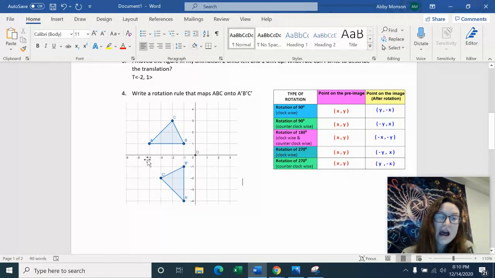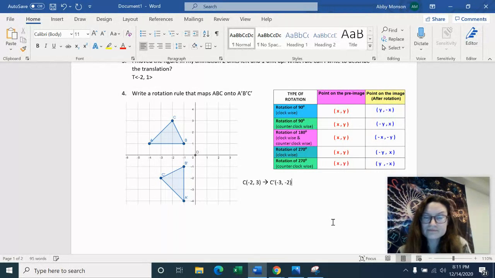So again, I'm just going to pick a point. Now, I'm not going to pick point B because it has a lot of ones and negative ones, and that's going to be hard to deal with. So I'll go with point C. C starts at the point -2, 3, and it goes to C prime, gets mapped at -3 and -2.